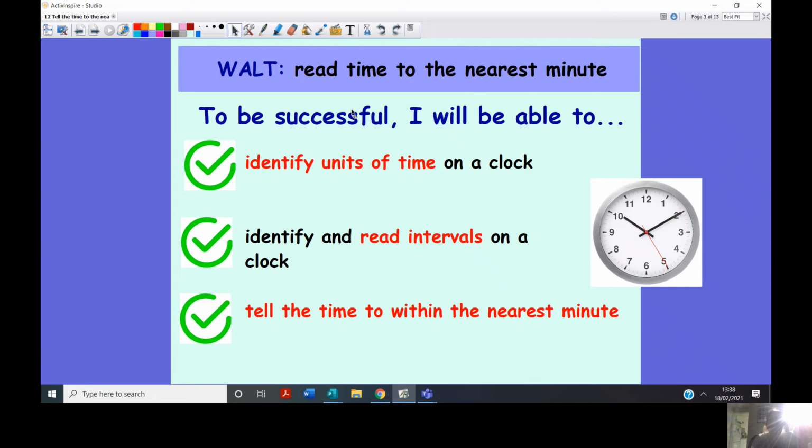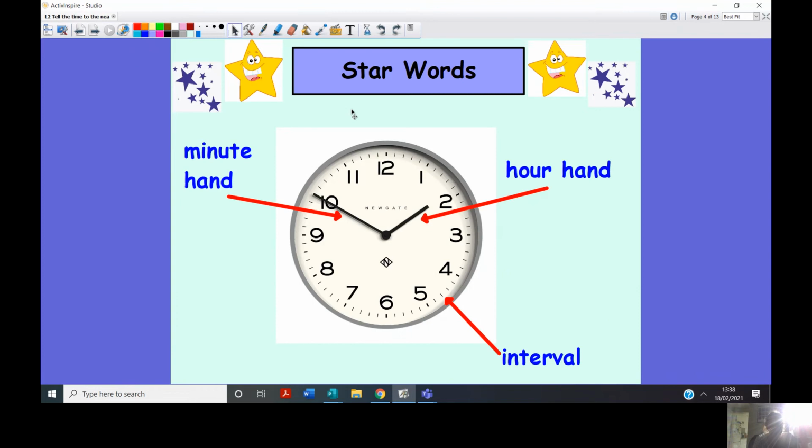So let's have a look at our star words for today. Remember, my turn, your turn. Minute hand, hour hand, interval. Good. Now, just while we're on this word interval, if we look at our clock here, we can see we've got 12 of these large numbers, and in between each one we have little lines, and these little lines represent 1 minute. That's going to be something which is really important for us today.